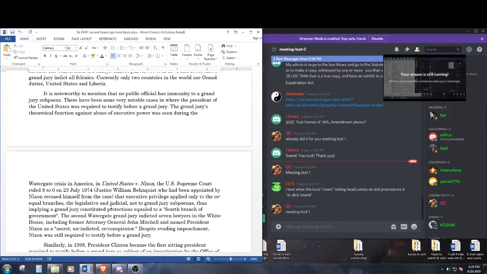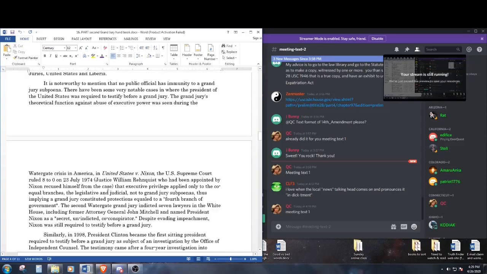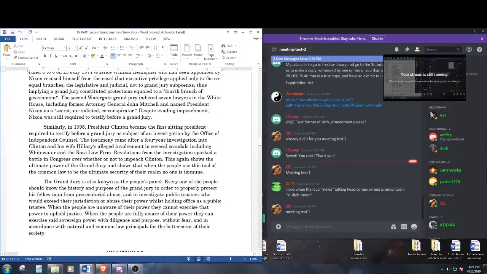John Mitchell, and named President Nixon as a, quote, secret, unindicted co-conspirator. Despite evading impeachment, Nixon was still required to testify before a grand jury. So notice that. He quit before he got impeached, but you get summoned by a grand jury as far as a subpoena is concerned. You either show up or you can be held in contempt of the grand jury and they can just throw you in jail. For as long as they want to. Until you start telling your story. Or until you start giving up the documents, which I'll get into in Hale versus Hinkle.